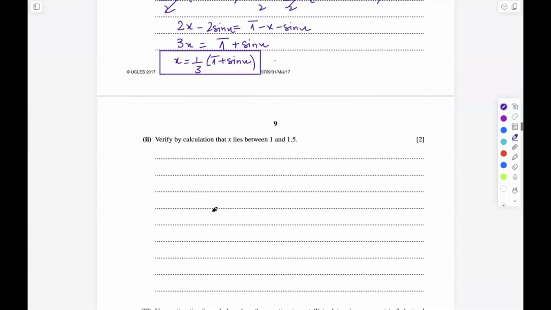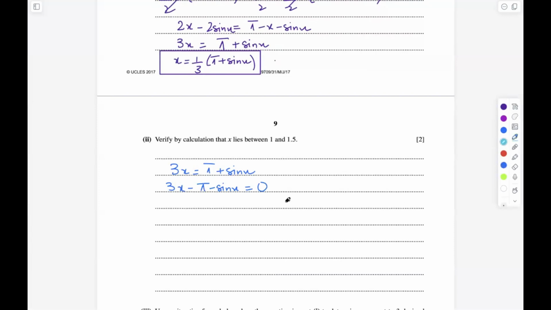In part B, we have to verify the calculation that x lies between 1 and 1.5. Now, a simple way of doing this is we will first bring the right hand side on the left hand side. So we can first multiply 3 by x. This will become 3x is equal to pi plus sine x. And then bringing pi and sine x on the left hand side, we'll get 3x minus pi minus sine x equals 0.